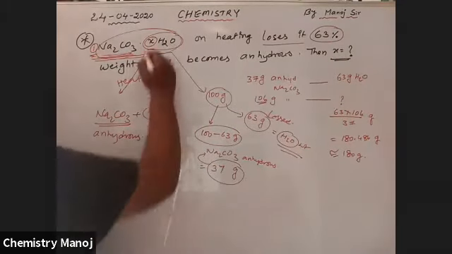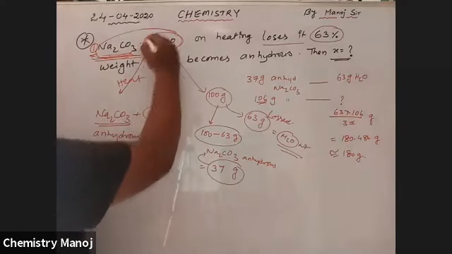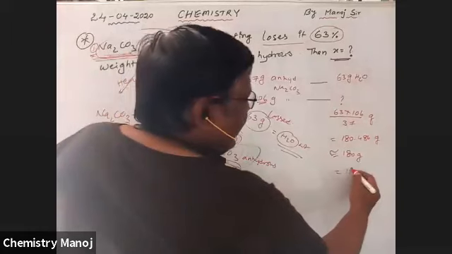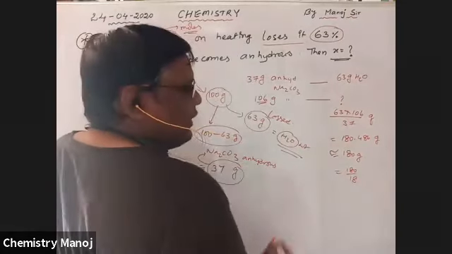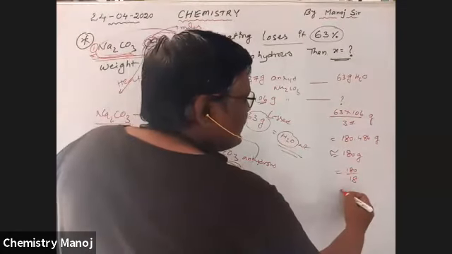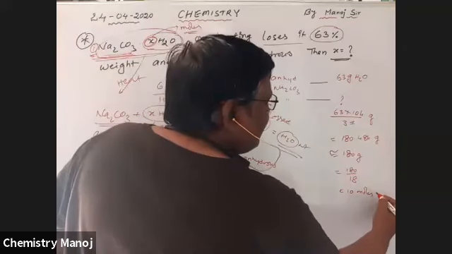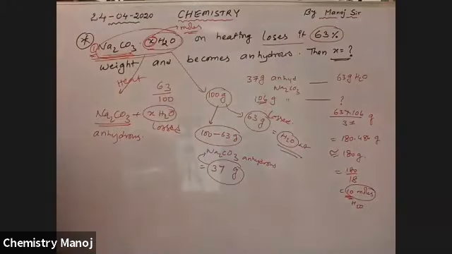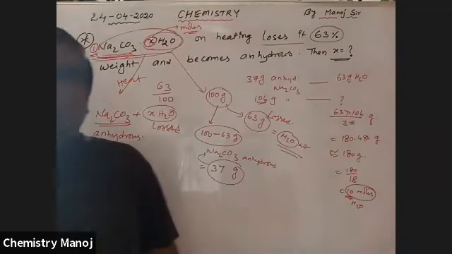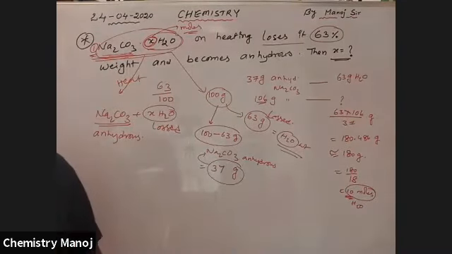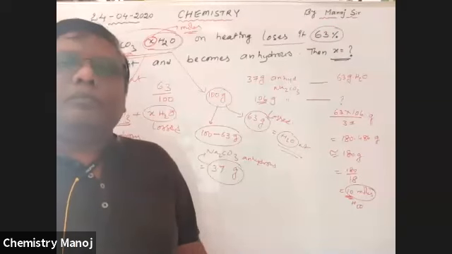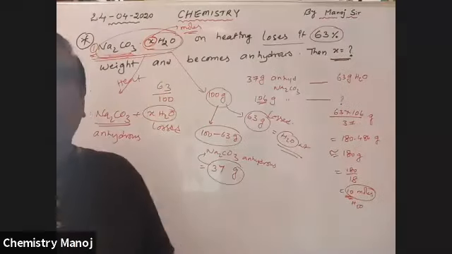Now we are going to calculate the number of moles, x moles. This value is nothing but moles, that is 180 by 18, since the water molecular weight is 18. So that is equal to 10 moles of water. Now the value of x is 10. Okay, that is the formula.